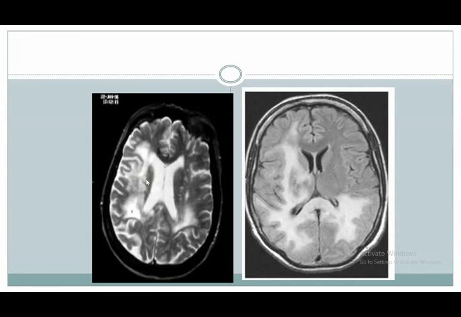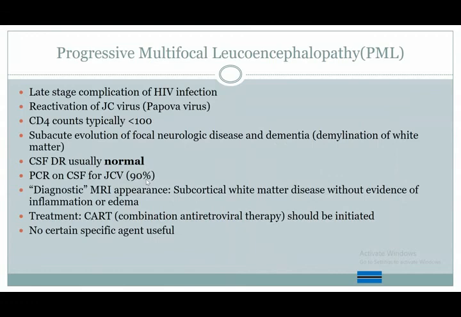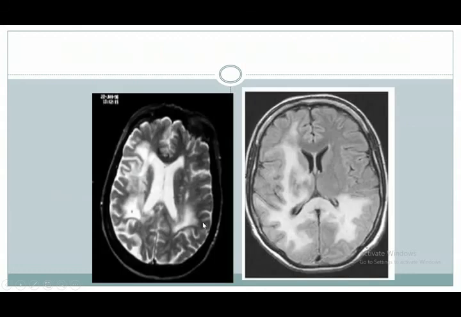So these subcortical white matter signals on MRI are very diagnostic in the proper clinical setting for progressive multifocal leukoencephalopathy. Treatment is basically combination antiviral therapy. There is no specific treatment for JC virus, but you have to give antiretroviral therapy for AIDS, HIV.